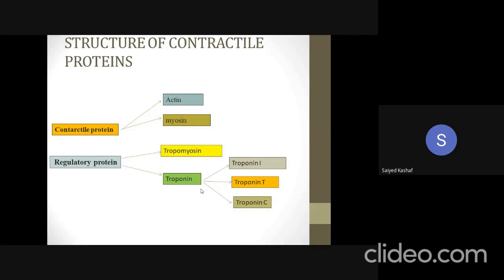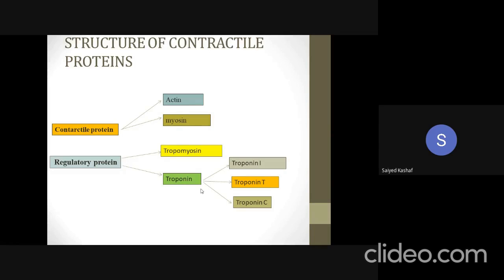So this regulatory protein, the first one is tropomyosin. This tropomyosin is present on the actin, which covers the myosin binding site. So the tropomyosin present on the actin in the relaxed state favors the switch off mechanism of contraction. In short, this tropomyosin is a filament which masks the active site for binding the myosin on the actin during relaxed state.